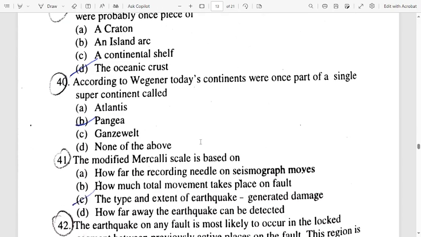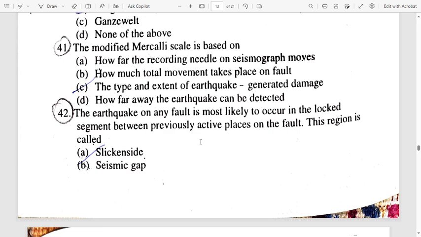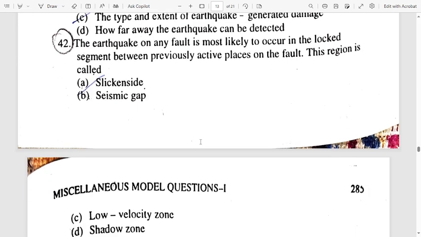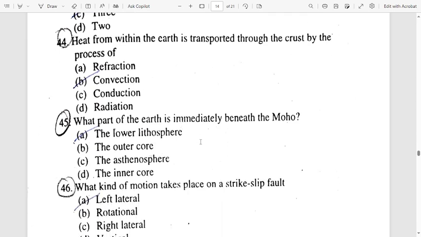The modified Mercalli scale is based on the type and extent of earthquake-generated damage. The earthquake on any fault is most likely to occur in the locked segment between previously active places on the fault. The region is called a seismic gap. The standard procedure for locating the epicenter of a distant earthquake requires measurements from seismographs in at least three separate locations. Heat from within the earth is transported through the crust by the process of convection.